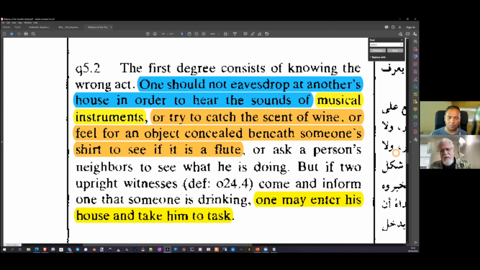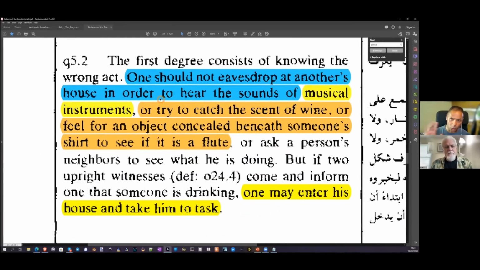And you say, this is your manual for da'wah, if this is how you're trying to evangelize people, it's at cross purposes. Now see here, you should not eavesdrop at another's house in order to hear the sounds of musical instruments, or try to catch the scent of wine, or feel for an object concealed beneath someone's shirt to see if it is a flute.